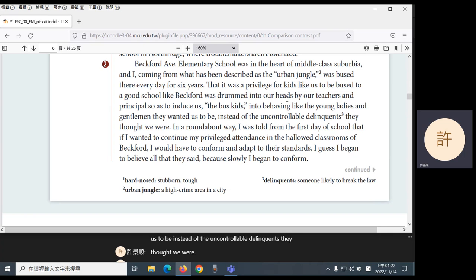So every day, her teachers and principal would repeat that it was such a privilege, 是一种特别待遇, for these kids to be able to go to school at Beckford. And they did this to try to turn these kids, the so-called bus kids who came here on a bus, into the proper young ladies and gentlemen that the school wanted them to be, whereas the teachers usually just thought of them as uncontrollable delinquents. Delinquents in Chinese is 不良少年.